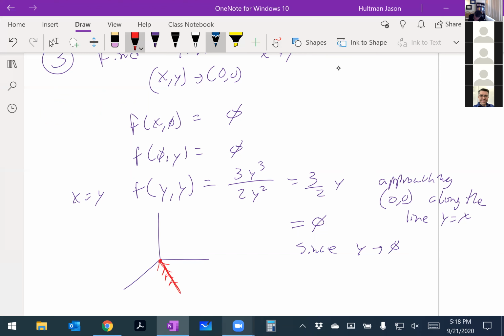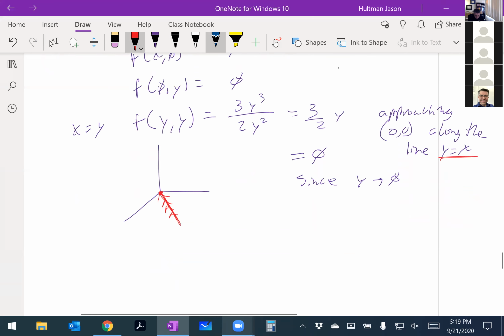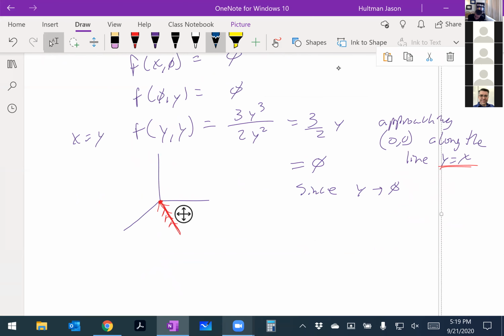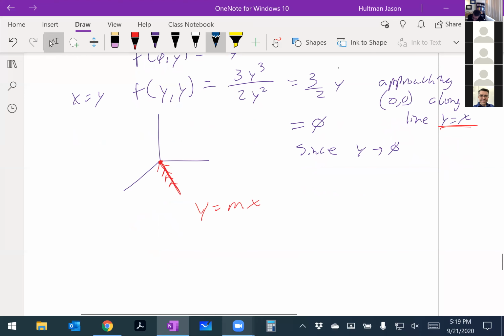And where's the function value at that point? It's 0. Why? Because we're approaching y equal to 0. We're just doing it along the line y equals x here. Along the line x equals y, I guess you could say. Either way, this thing goes to 0. That's nice. Okay, let's get a little spicier. Let's say we let this be any line, not just the line y equals x, but let this be the line y equals mx.